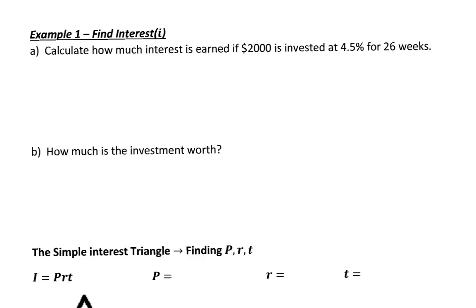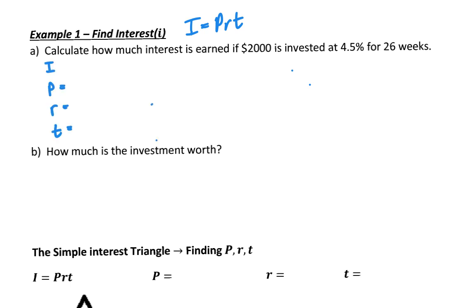So for example 1, I want you to find the interest as a calculation from I is equal to PRT. Now, when we use this, you notice I'm going to write all my variables down the side. I start with I and I end with T. This will allow me to fill out the information I have.